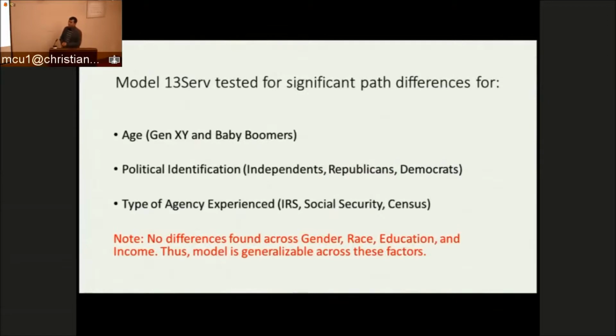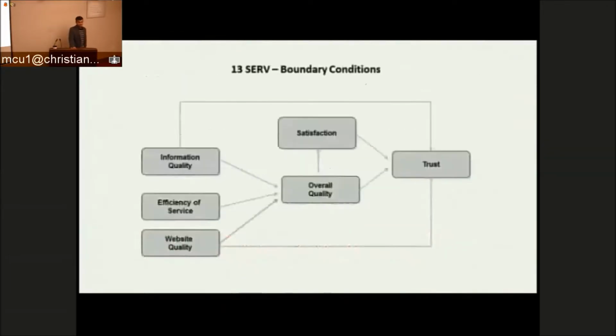One thing that I found was there was no difference in terms of gender, race, education, and income. In other words, the service quality model works equally well across genders, across race, and across educational levels and income levels. But I did find some differences in age, political identification, and type of agency experience. So let's actually see what those differences were. These are the paths for 13-serve. I've grayed them out, and I'm going to highlight those paths that I found different among the groups.